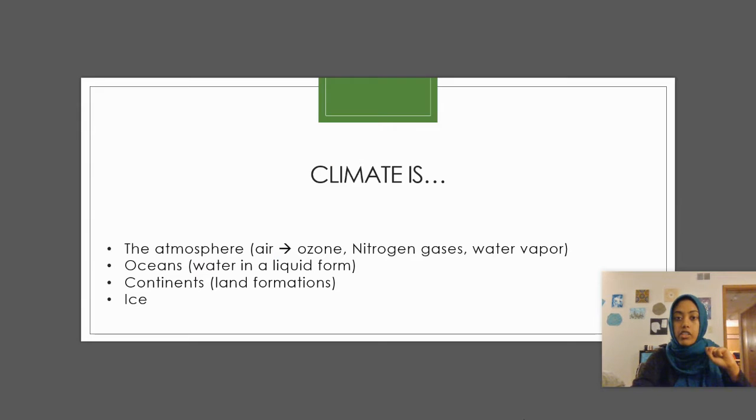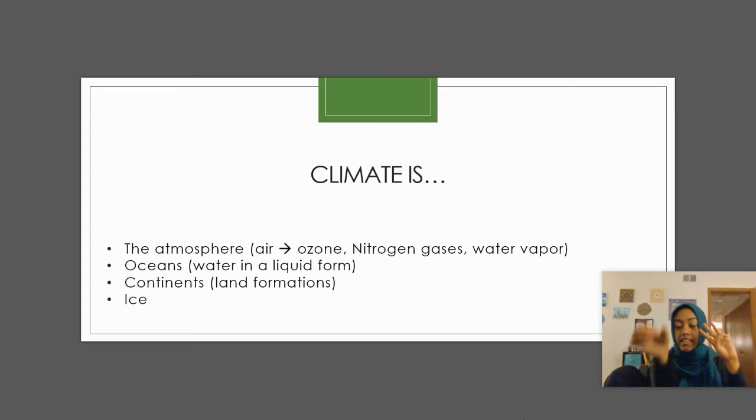So to start us off, just to review, climate is four main things. It's our atmosphere, our oceans, our continents, and our ice formations. So atmosphere is literally the air in the world around us. That has oxygen gas, it has mostly nitrogen gas, it has some water molecules, and it has some ozone. So when we think about oceans, oceans are really just all of the water in liquid form in the larger masses that we have on the earth.